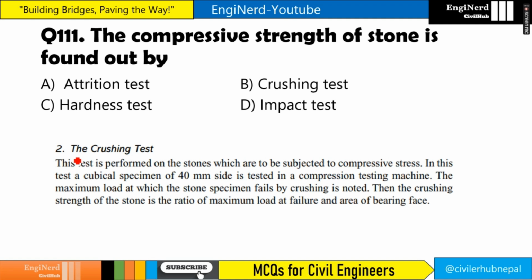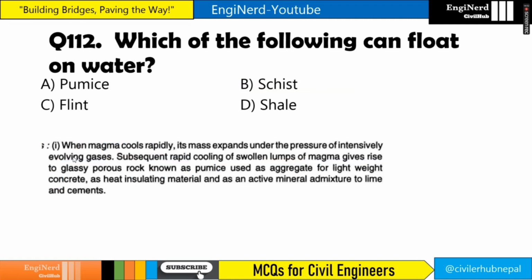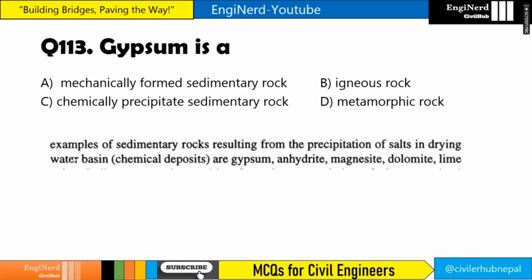The compressive strength of a stone is found by what? Crushing test. Which of the following can float on water? So which of the following can float in water? That is, pumice is the lightweight stone, right? And it is also used for lightweight concrete as well, right? The answer is pumice. Gypsum is a chemically precipitated sedimentary rock, right? It is a chemical deposit kind of sedimentary rock, and some of the examples are gypsum, anhydrite, magnesite, dolomite, and lime.